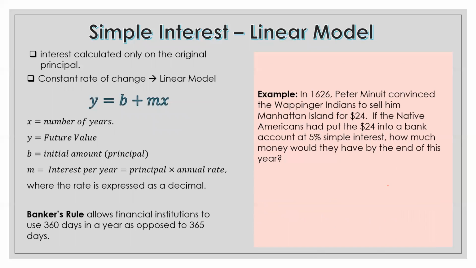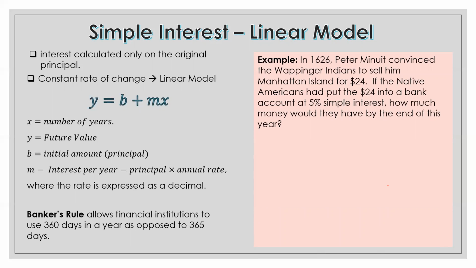All right, so let's take a look. In 1626, Peter Minuit convinced the Indians to sell him Manhattan Island for $24. Now, if the Native Americans had put these $24 into a bank, and that is being paid 5% simple interest, how much money will they have at the end of this year?